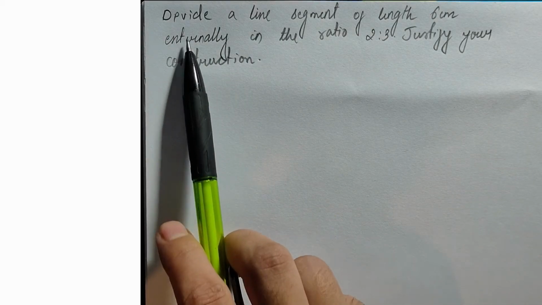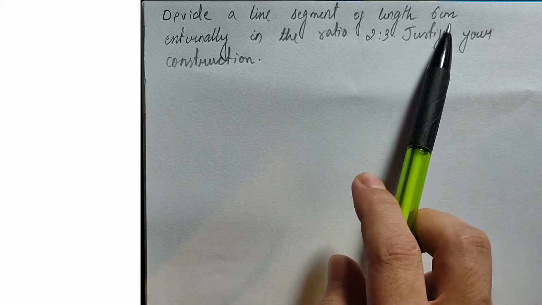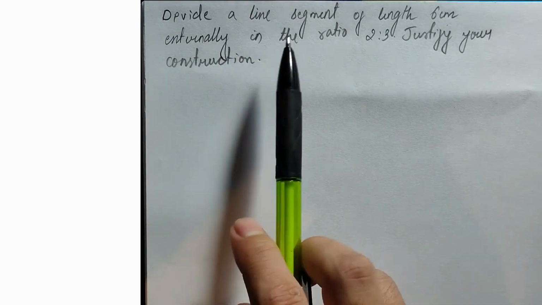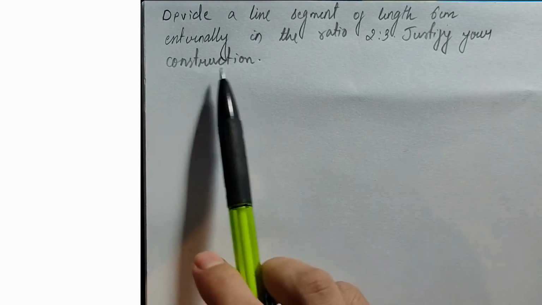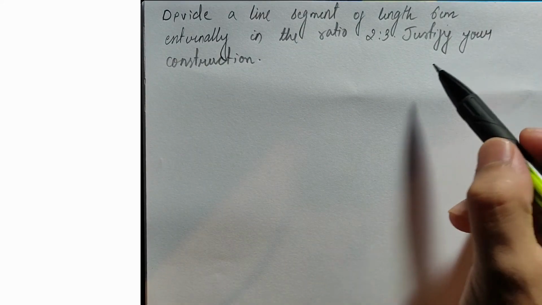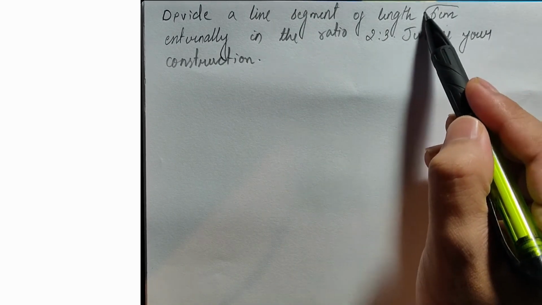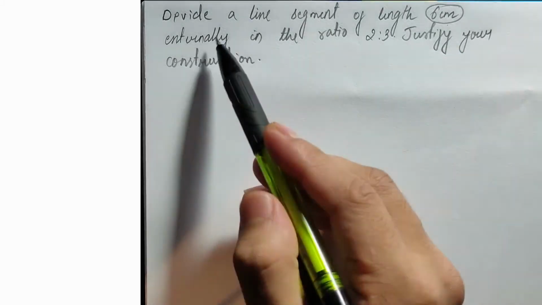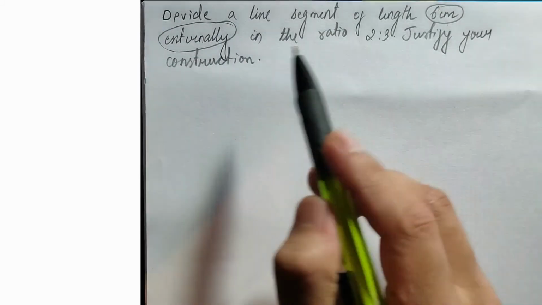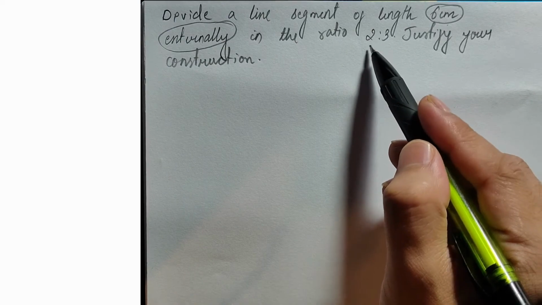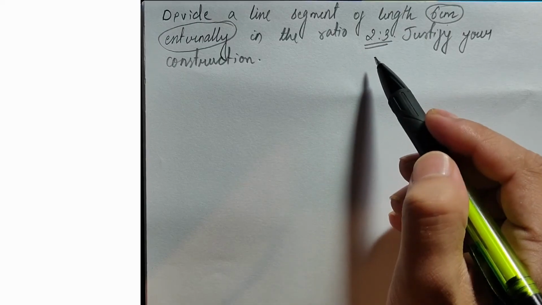Let's see one more question where you have to divide a line segment of length 6 cm externally in the ratio 2:3. Justify your construction. It simply means you'll have to write down the steps. So the important things are the length, that is 6 cm, externally, that means the point lies outside the line, and the ratio, which is 2:3.